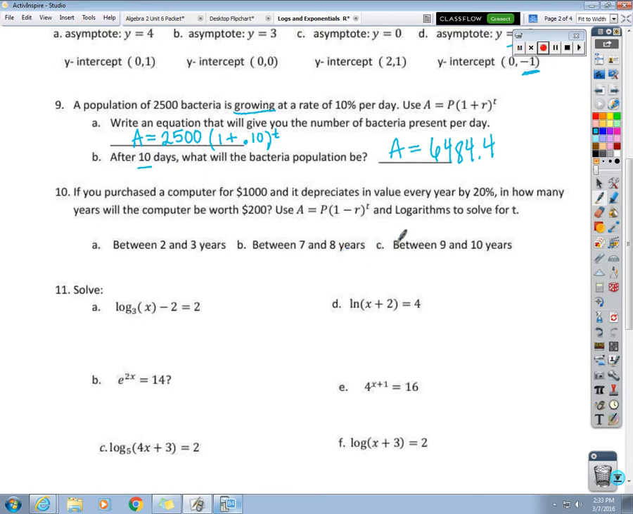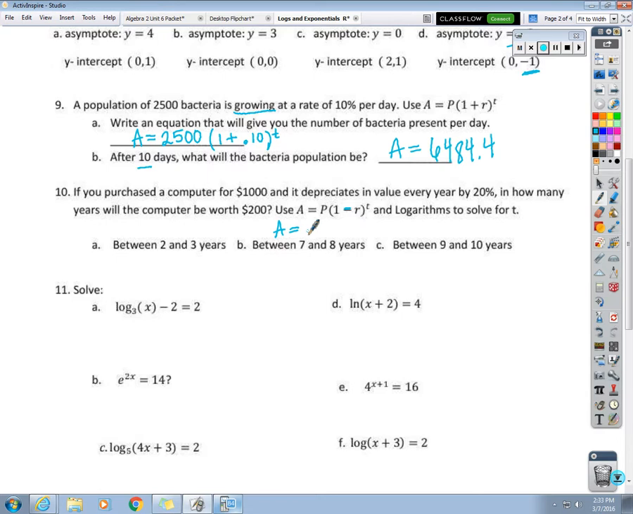Number 10. If you purchased a computer for $1,000 and it depreciates in value every year by 20%, in how many years will the computer be worth $200? Use A equals P times 1 minus R to the T power and logarithms to solve for T. Why is it now minus instead of plus? It's a decay. It's depreciating. It's losing value. So let's set up the equation first.